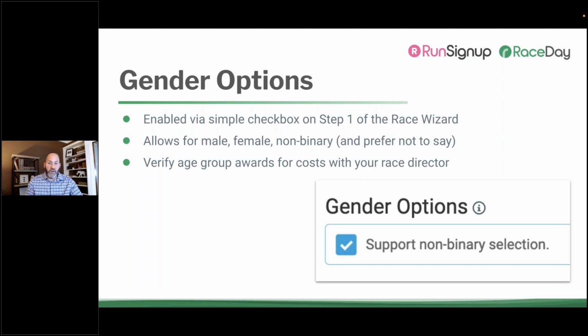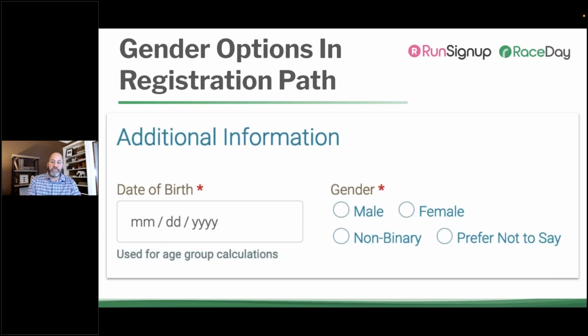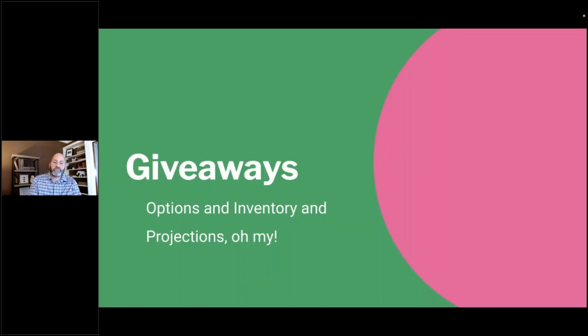You don't want to get to race day and think, whoops, we didn't order any awards for the non-binary folks, or maybe you want to only offer overall awards for those and not age groups. So you want to have those conversations as early as possible. And this is just what it looks like in the registration flow, so you can see how it changes from just the traditional male and female options.